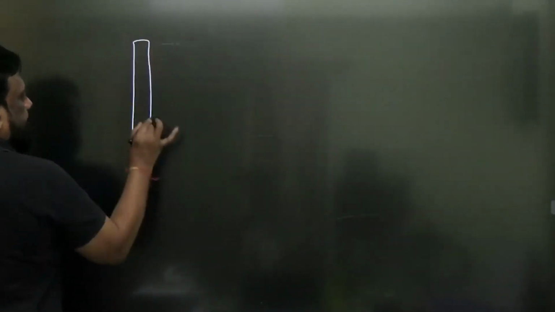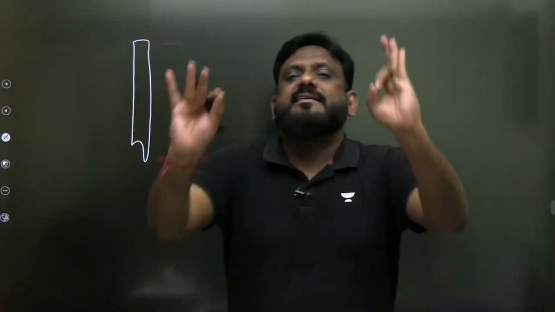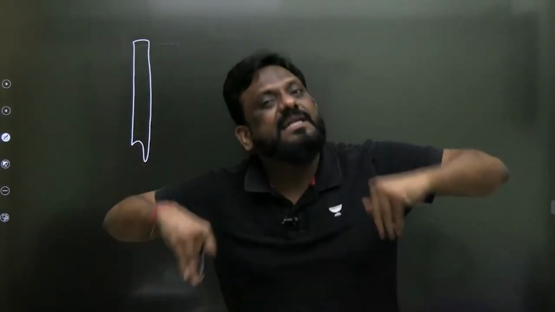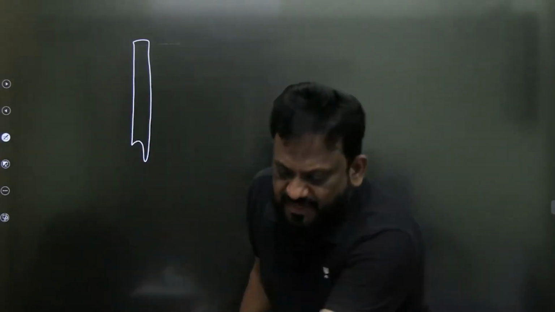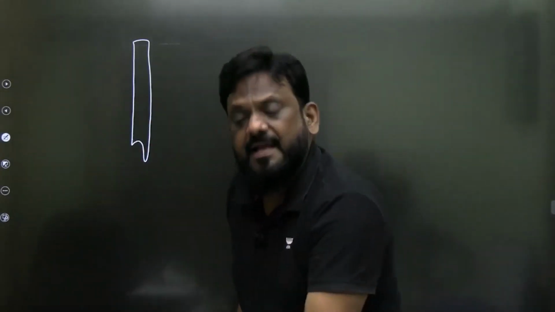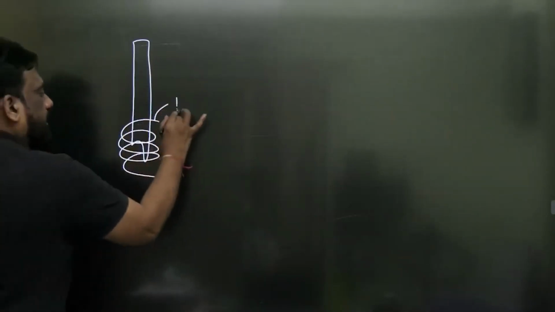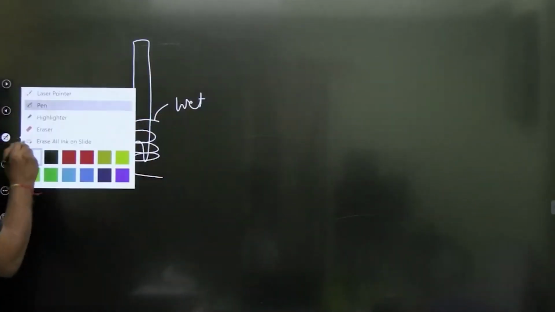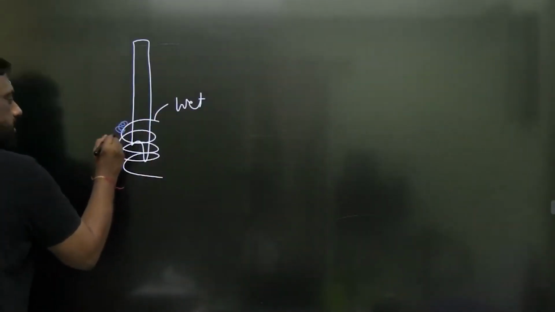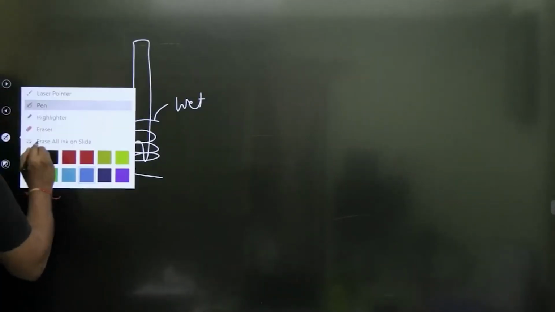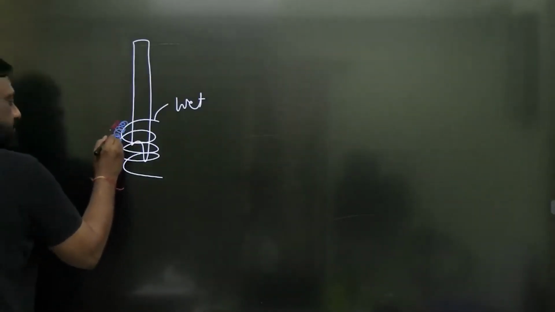दिस इज थर्मामीटर. पहले वेट बल्ब टेम्परेचर क्या है देखेंगे. First we will see what exactly is wet bulb temperature, then we will see its physical significance. It is a cotton cloth, wet cloth. Now, listen sirs, this is all water and this is our surface water.